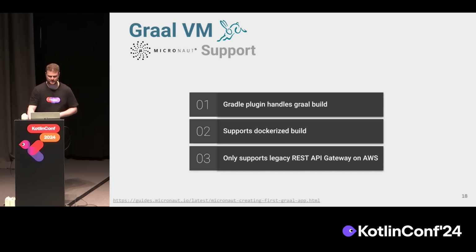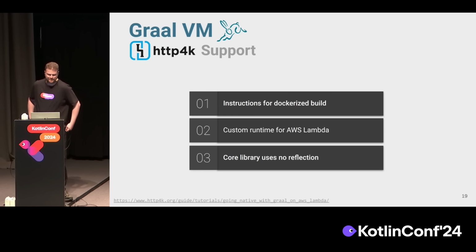That's pretty nice. Micronaut, pretty much the same thing, except for a small limitation I discovered. If you're coming up with an HTTP application, it doesn't seem to support the modern HTTP API gateway on Lambda. It only works with the legacy REST one for some reason. So be aware of that. It was very confusing when I tried to get it to work.